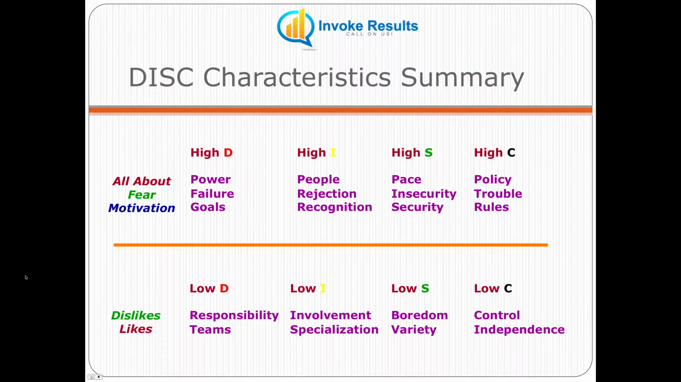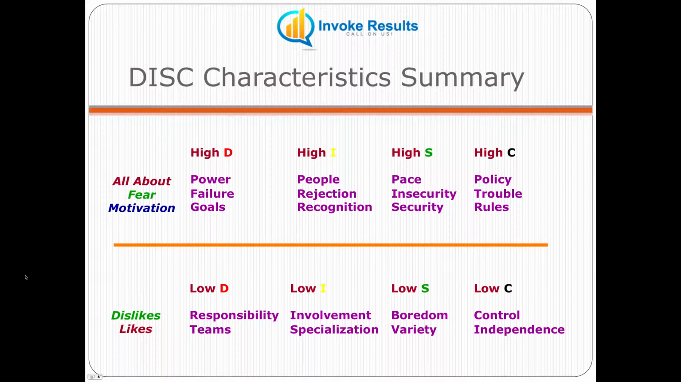A high S, steadiness, all about pace. And they are actually motivated by security. So high S is about pace and looks to be in an environment that is secure, because their biggest fear is insecurity. And that is both physical insecurity, but also, for example, job insecurity. You're not likely to find a high S in a role where they're on a commission-only type of structure.